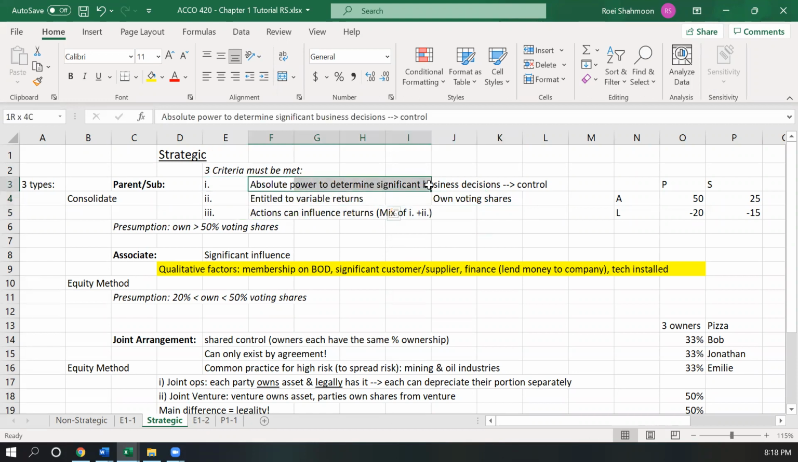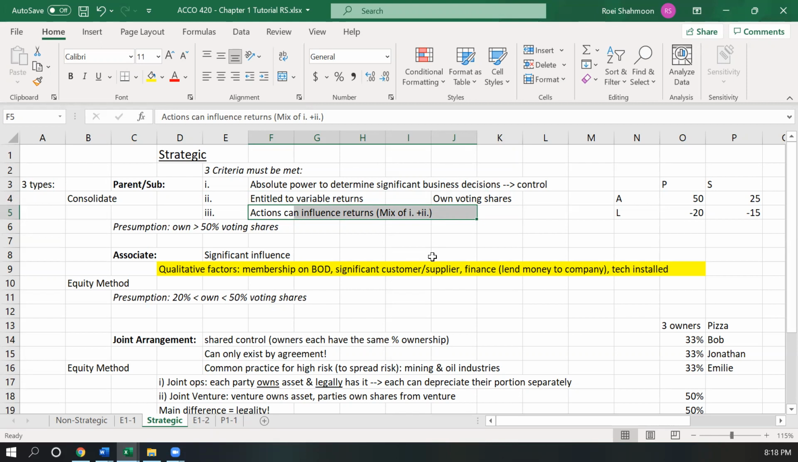And the third criteria is literally just a mix of the first two: your actions. If I decide tomorrow I want to start selling chocolates, it will definitely influence your variable returns. What if it's a huge success? Oh my God, you're selling chocolates with teddy bears? Valentine's Day special, here we come, right? Great profit. I influence my return with my action.